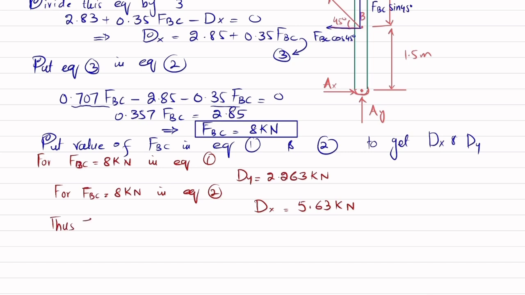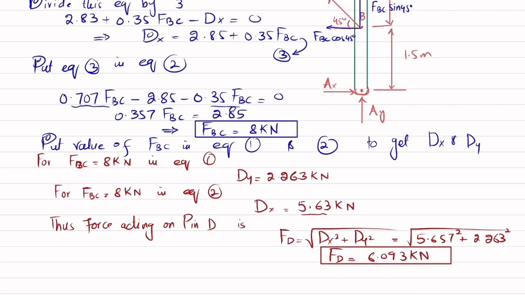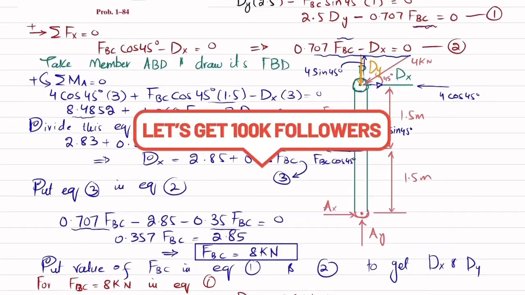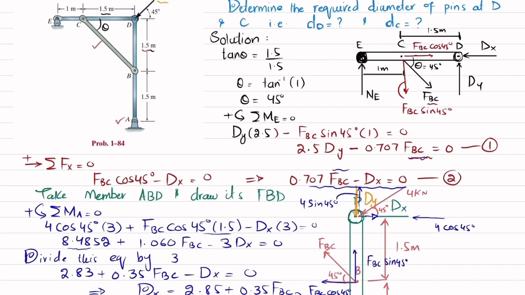Thus force acting on pin D is this FD, and that FD will be equal to dx square plus dy square under the root. So put the value 5.657 square, or this 5.63, you can take that, plus 2.263 square under the root. So this FD comes out to be 6.093 kilonewton. Now you can see that the net force acting on point D is FD, and this FBC is also there. So what we are going to do is I will move to the next page.